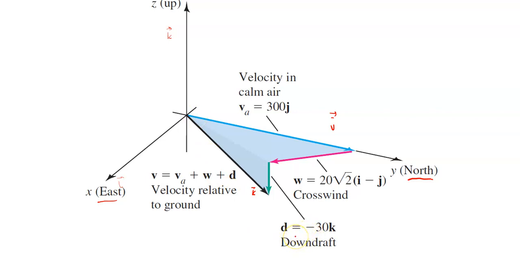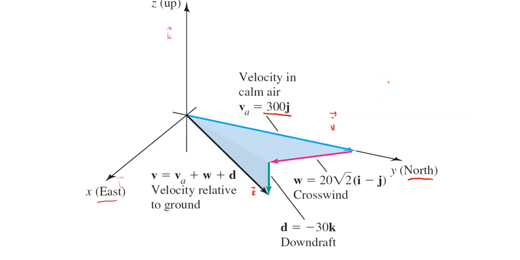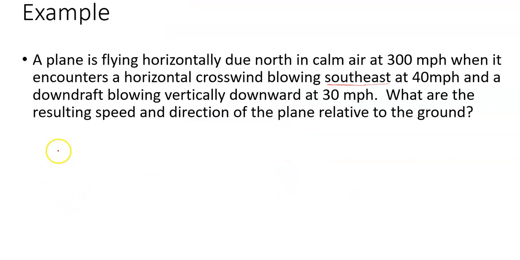Now, the velocity in calm air is already given to us, that's 300 going north. The crosswind, it said, was going at 40 miles an hour southeast. So this is a combination of I's and J's. It's not just going in one direction. So how do we separate those components? If it's going 40 miles an hour in a direction southeast, that means there's a 45-degree angle between them. So southeast would look like this.